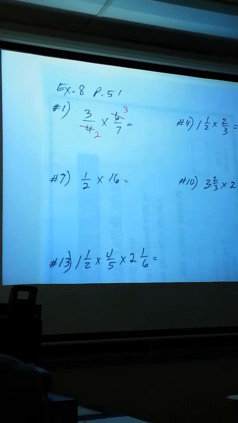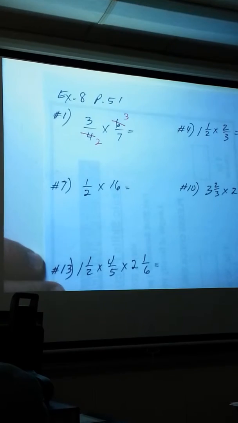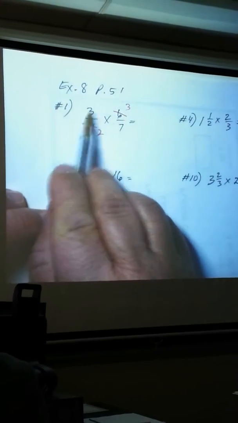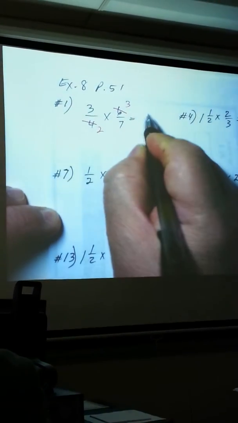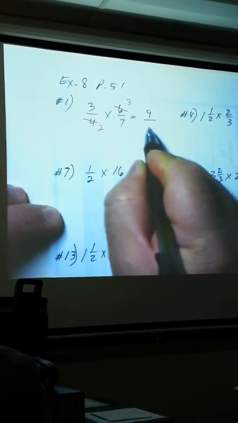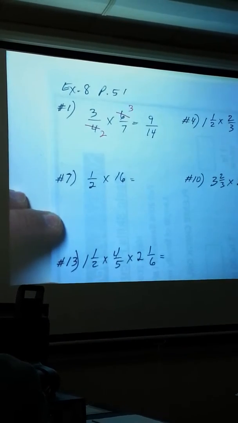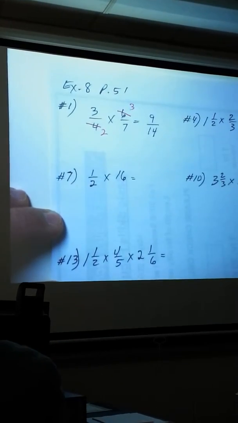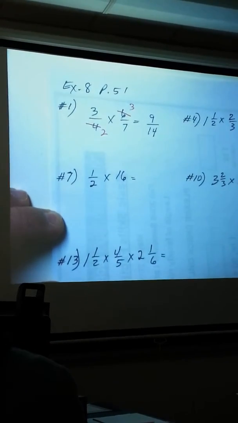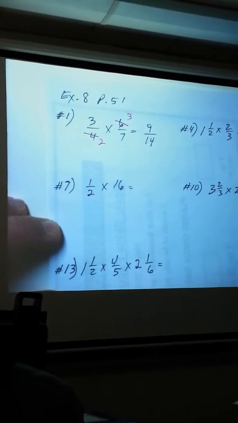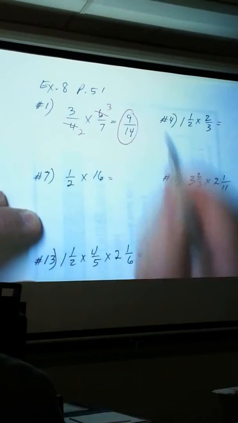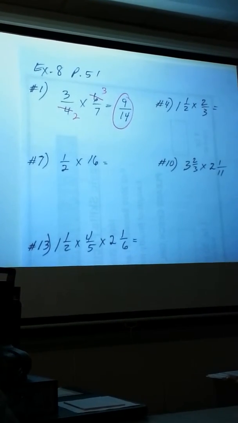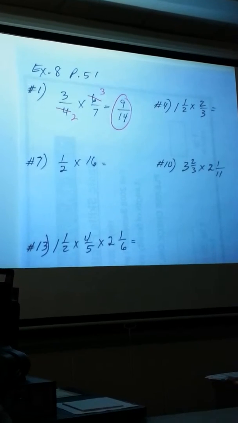Okay, now we need to do number 3. Multiply numerators by numerators, denominators by denominators. Okay, 3 times 3 makes 9. Over 2 times 7 is 14. And then look at number 4. Reduce answers if possible. Can you reduce the answer here? No. Nothing goes into 9 and 14. So that will be your answer.